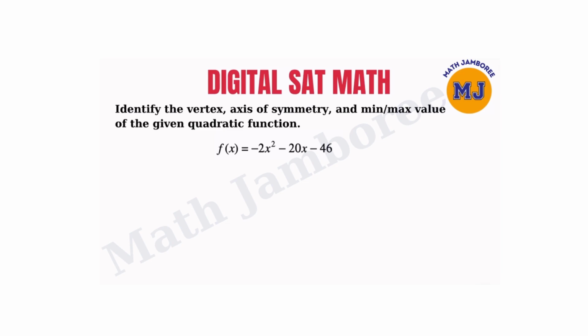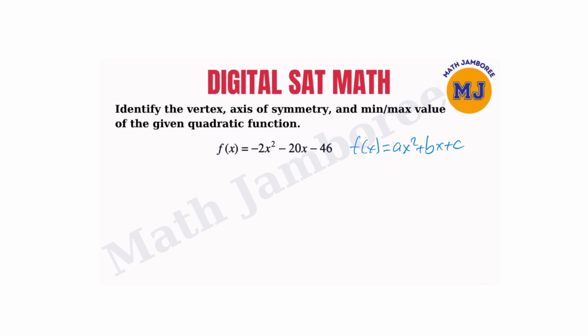Alright, so let's start with the basics. A quadratic function is typically expressed in the form of, let me write it over here, f of x equals ax squared plus bx plus c. And the vertex of the quadratic function is the highest or the lowest point on its graph, depending on whether the parabola opens upwards or downwards.